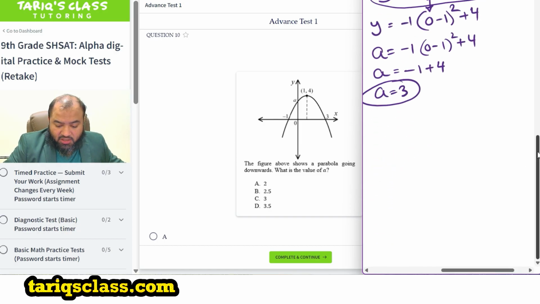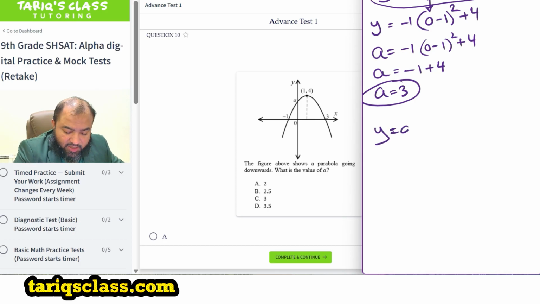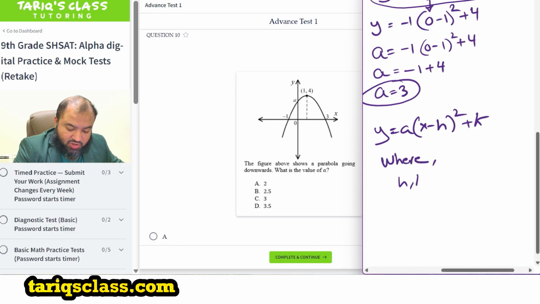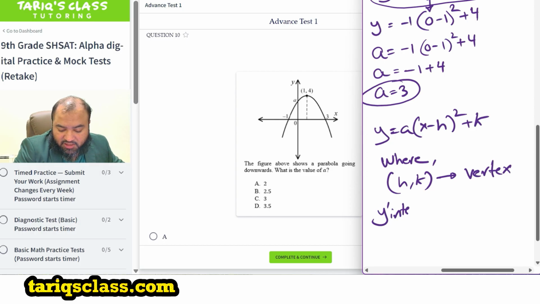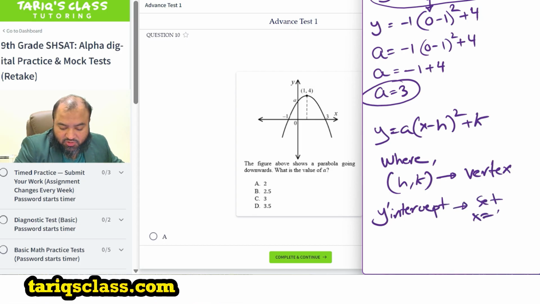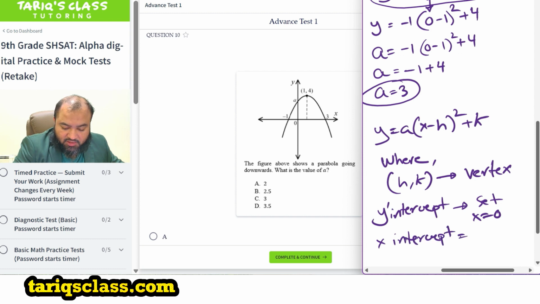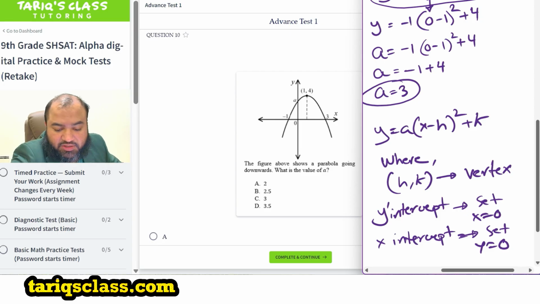So let's write down what we needed to know in this question. So y equal to a times x minus h squared plus k, where h comma k is the vertex. We also learned if you want to find y-intercept, set x equal to 0. If you want to find x-intercept, set y equal to 0. That's pretty much it for this question.